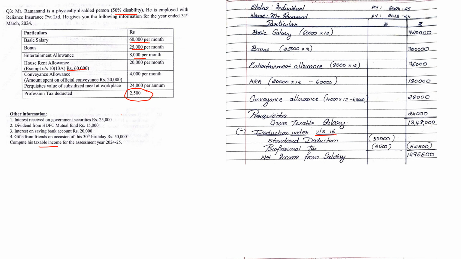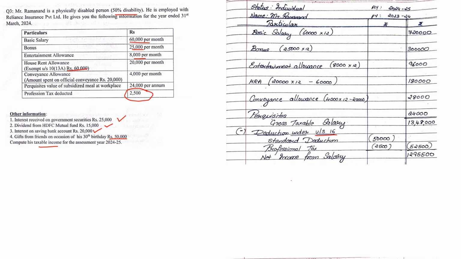Now, once you all have understood this, we can go ahead with income from other sources. Let us check what all is income from other sources. Interest received on government security, yes. Dividend, yes. Interest on saving bank, yes. Gift from friends, amount 50,000. The rule is gift from friends, non-relatives, more than 50,000 only then it is taxable. If not, not taxable. So this amount is not taxable. It will not appear anywhere in the answer.